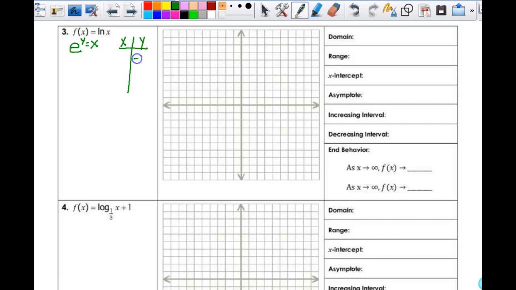So I'm going to choose -1, 0, and 1. And when y is -1, e to the -1 power would be like 1 over e. What is that as a decimal? About what? 0.36 something? Yeah. 0.36 and so on. And when y is 0, what is x? 1.